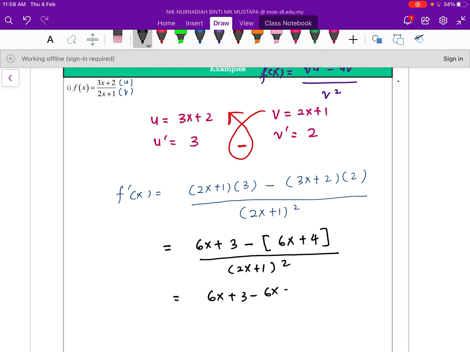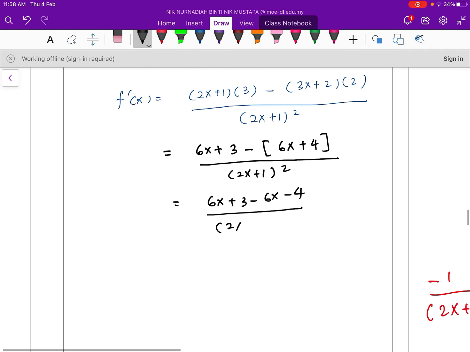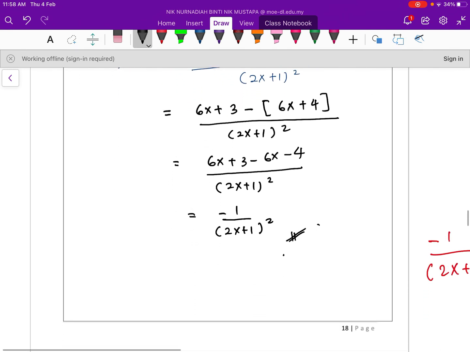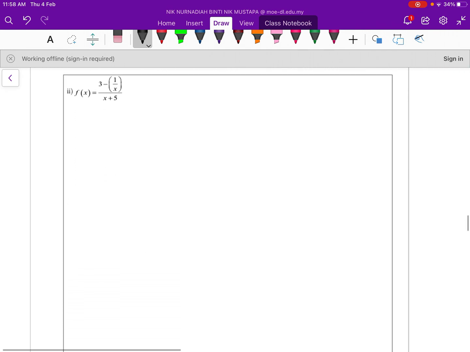Okay, so 6x plus 3 minus 6x minus 4 over 2x plus 1 square. So 6x minus 6x, habislah 6x tu kan. Okay, habislah 6x tu. Sekejap ya. I want to mute. Okay, so it will become negative 1 over 2x plus 1 square. Yeah, that's the answer. Very easy, right? Okay, so now we go to the next question.